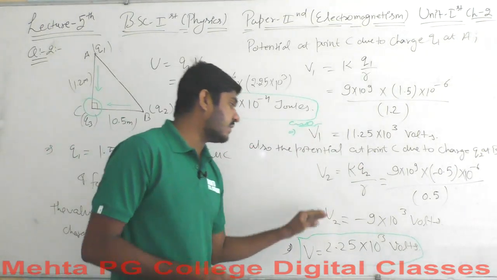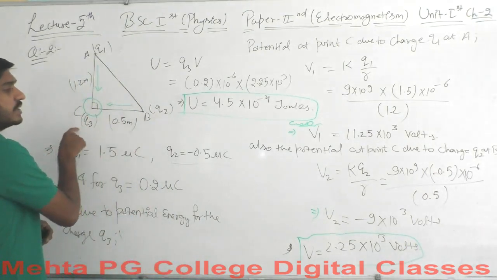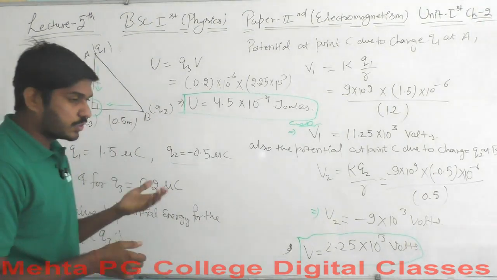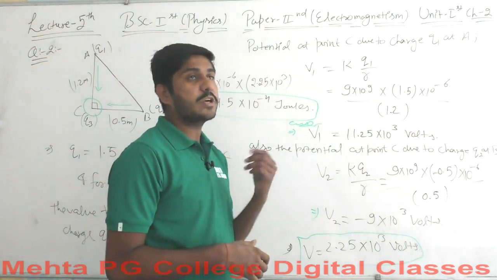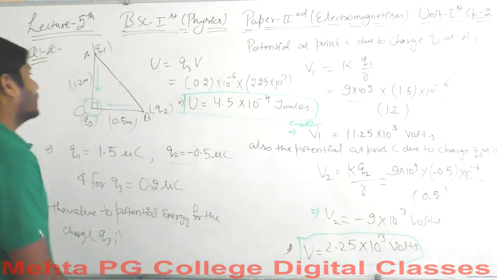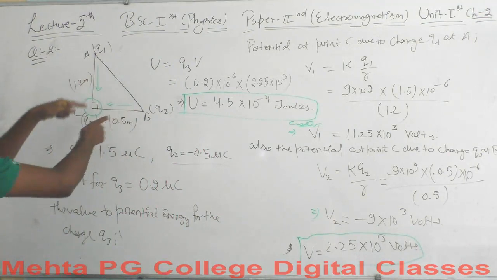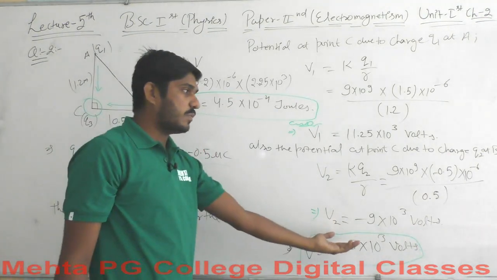In the same way, we calculated the value of V2, meaning the charge Q2 at point C, the potential due to charge Q2 at Q3, or the potential at point C due to the point B here. So we have calculated this. The total potential will be equal to the sum of the potentials here.